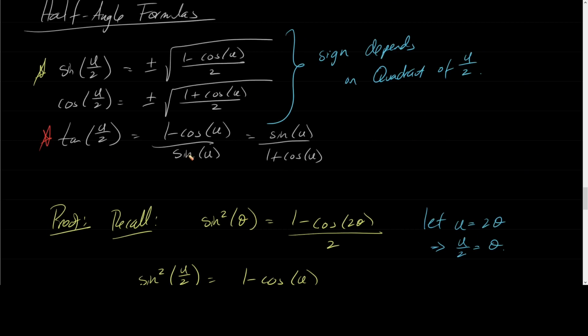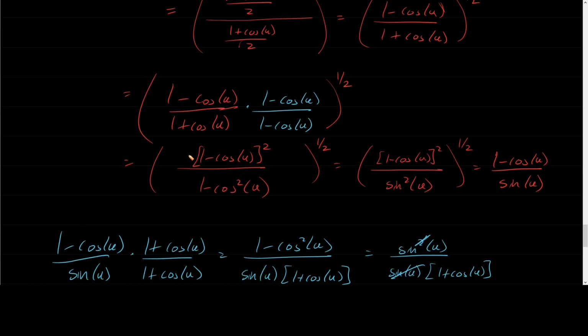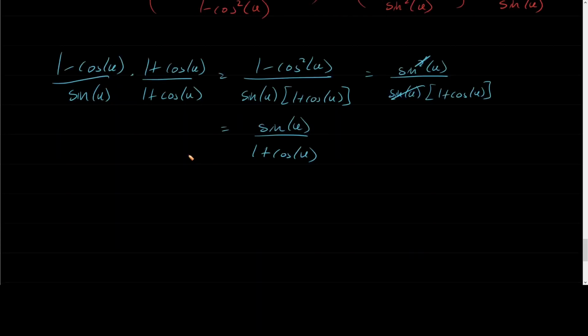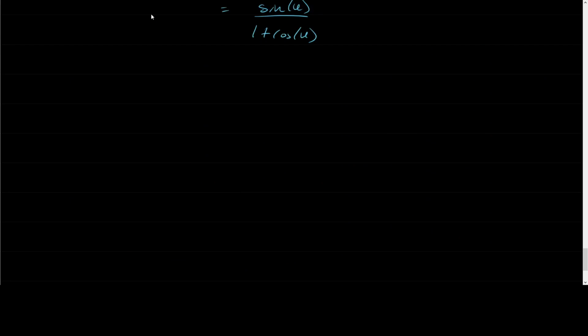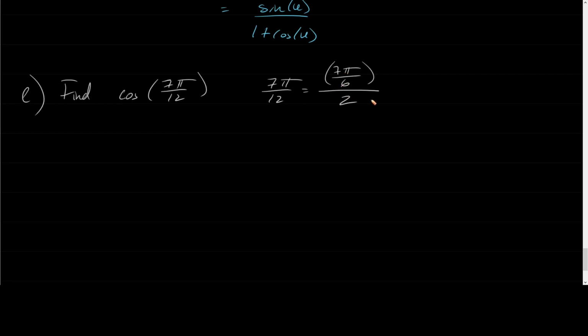All right. So what is a scenario where we can use something like this? Well, let's say I had: find cosine of 7 pi over 12. Now notice that 7 pi over 12 is not in the unit circle. However, what we can say here is that 7 pi over 12 is the same thing as saying 7 pi over 6 divided by 2. And the thing is that 7 pi over 6 is in the unit circle. So let's see.